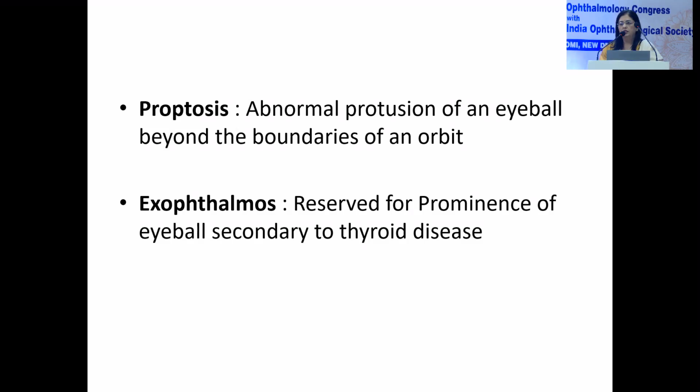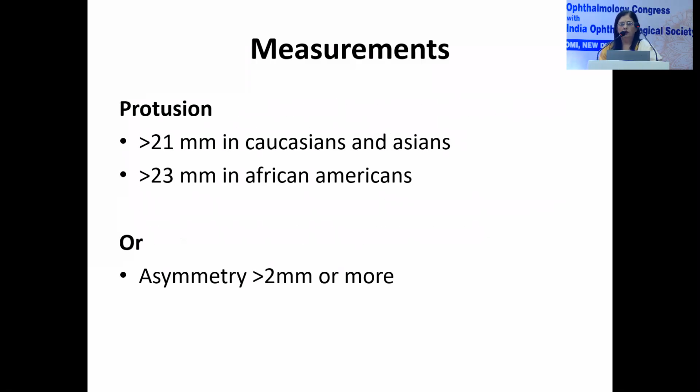So proptosis is defined as the abnormal protrusion of an eyeball beyond the boundaries of the orbit. It can be following an isolated orbital pathology, or an extension from adjacent structures like the sinus or cranial cavity, or maybe a manifestation of a systemic disease. Exophthalmos, which was earlier synonymous with proptosis, is now reserved for prominence of the eyeballs secondary to thyroid eye disease. Any forward bulging with a measurement of more than 21 millimeter, or an asymmetry of 2 millimeter, is considered as proptosis.